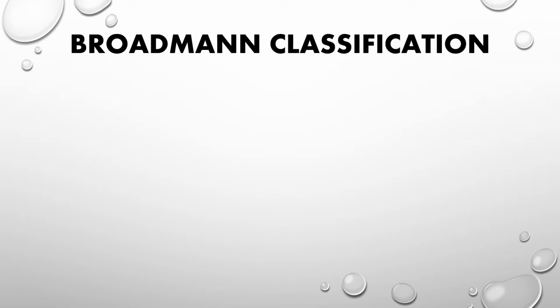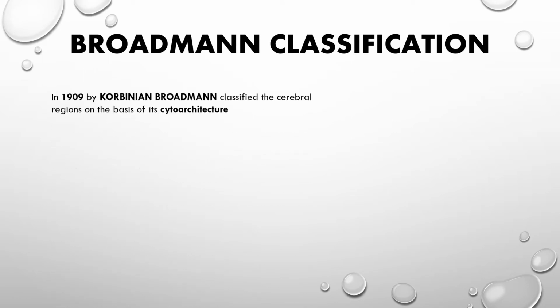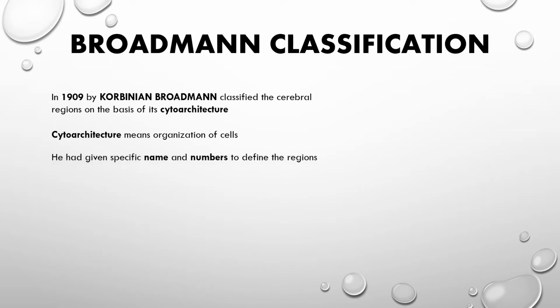We are going to discuss an important classification called the Brodmann classification. In 1909, Korbinian Brodmann classified the cerebral regions based on their cytoarchitecture. Cytoarchitecture means the organization of the cells, which are organized with unique characters. He named the regions with numbers to define specific regions of the cerebral cortex.